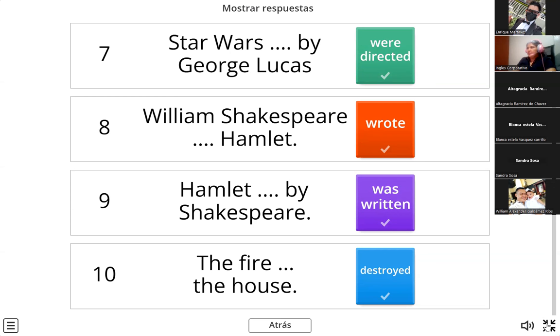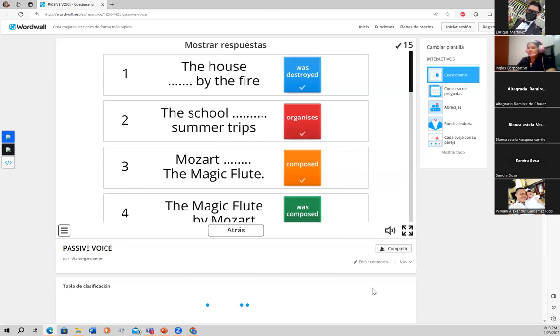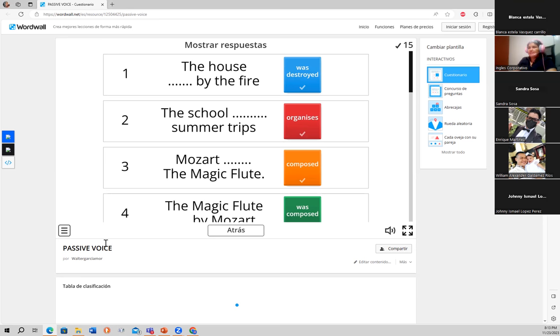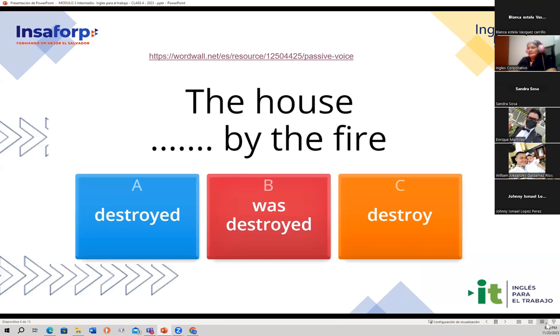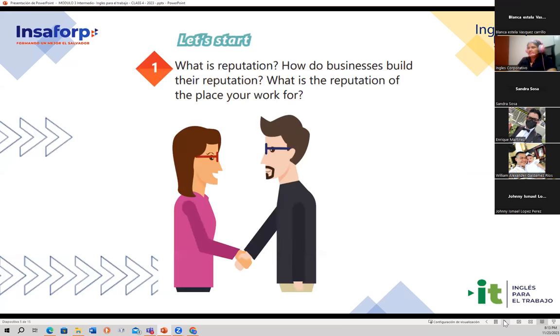So later on, you're going to see the difference between active and passive voice. But just to give you an idea, that is the difference between active and passive voice. Okay, really good. We're going to see more examples later.